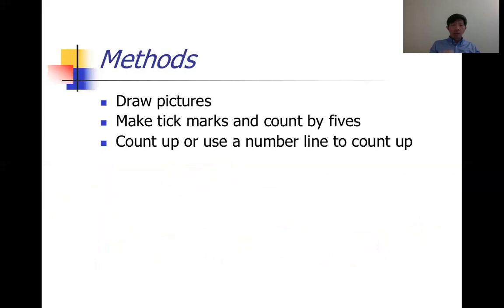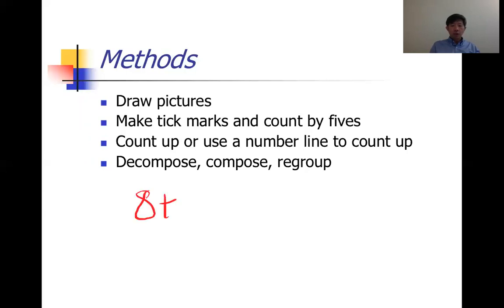Did you see this is a label? From easy to difficult, so the level is different, right? Then what's the next level? The next level we can see is decompose, compose, or regroup. So here is an example, 8 plus 9, all right?